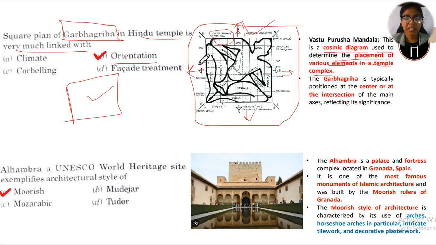But in temple architecture also, we have significant places positioned with respect to the direction in which they are suitable, and that reference is taken from this Vastu Purusha Mandala, in which the placement of various elements in a temple complex is decided. The Garbhagriha is typically positioned at the center or at the intersection of the main axis, reflecting its significance. So basically we place our Garbhagriha inside the temple at the center.